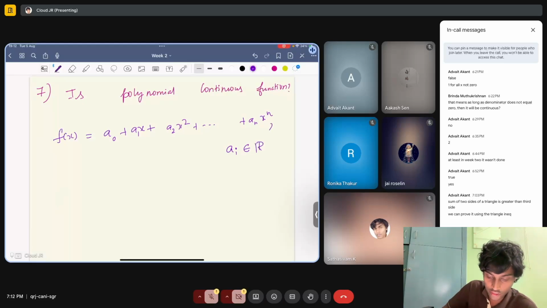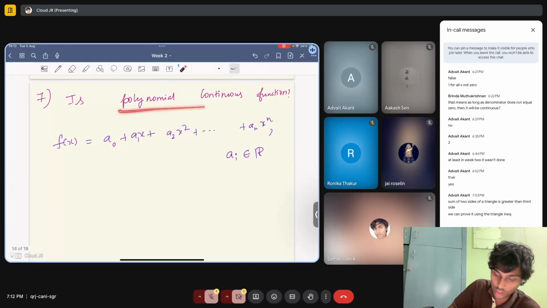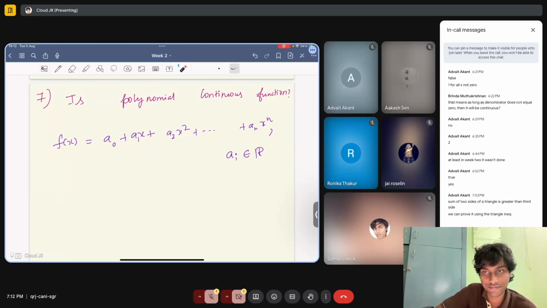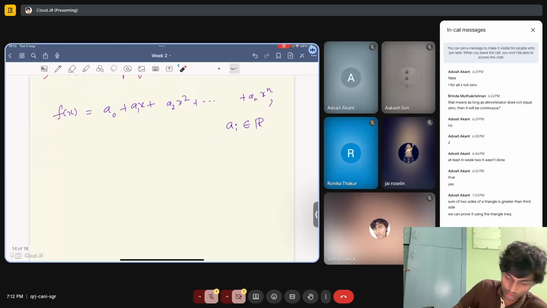Okay, so we'll continue here. If you look at it, polynomial functions look like this, right? So the question is, is it a continuous function? So let's see if the polynomial is continuous. And the answer is yes. So let me write here, yes.